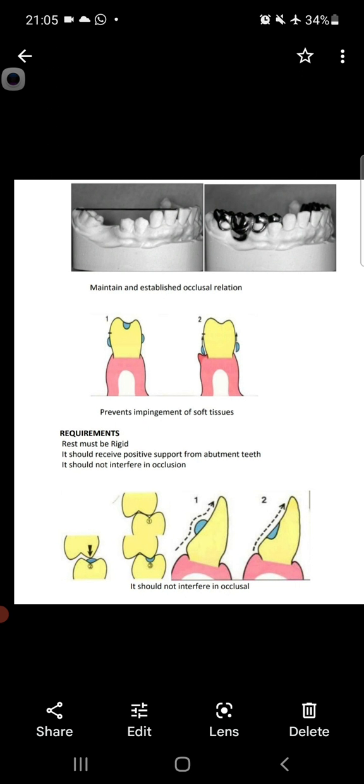In diagram 1 there is an occlusal rest. In red there is the soft tissue. In diagram 1, due to the occlusal rest, the denture does not move toward the soft tissue and will not impinge on it. In diagram 2 there is no occlusal rest and there is an impingement of soft tissue.